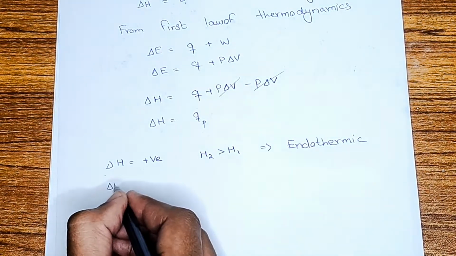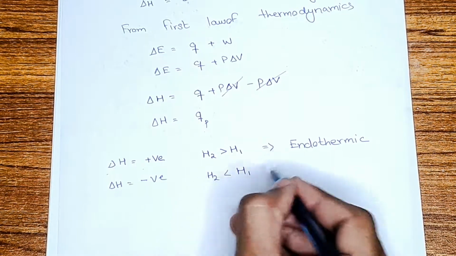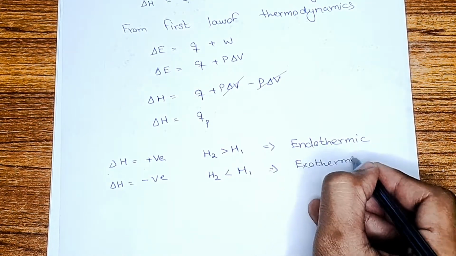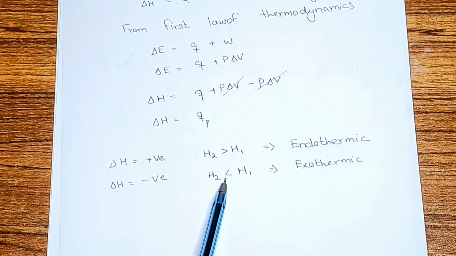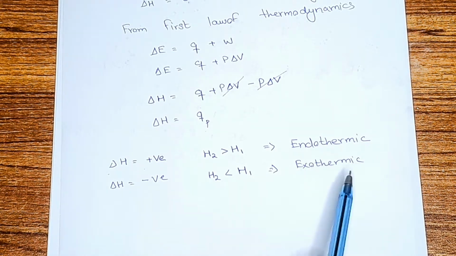In case when delta H is negative, I can say that H2 is less than H1. In that case the reaction will be exothermic, because when the heat content of the product is less than the heat content of the reactants, it means that during the course of the reaction, the reactants have lost some amount of heat in the formation of products, because product has lesser heat content as compared to the reactants. So that means in the formation of the product, some heat is evolved in the reaction. So this means that this is an exothermic reaction.